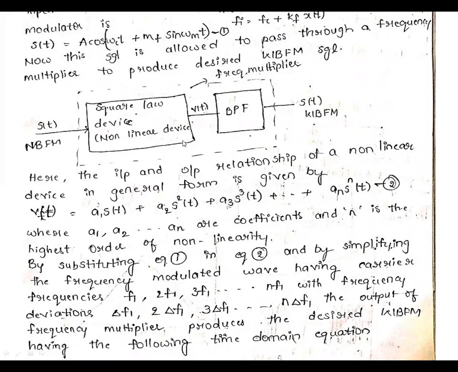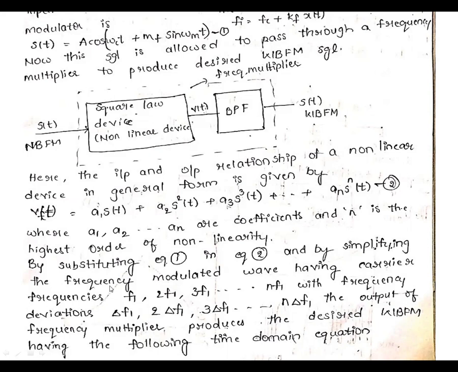The frequency multiplier has two components. One is the non-linear device, that is the square law device, and another one is a band pass filter. These two blocks are called the frequency multiplier block. The signal goes through the square law device, the non-linear device, and is given to the band pass filter, and the output is wideband.